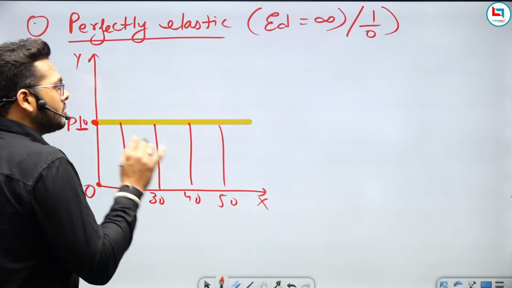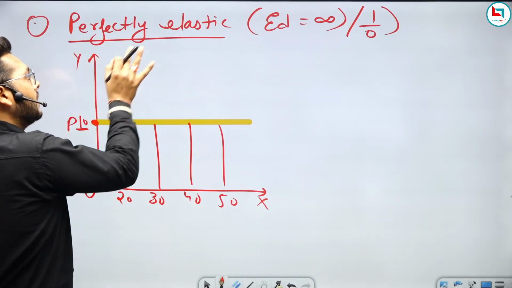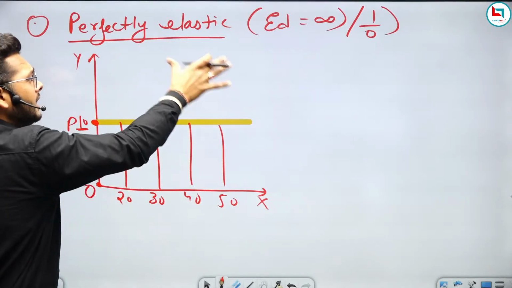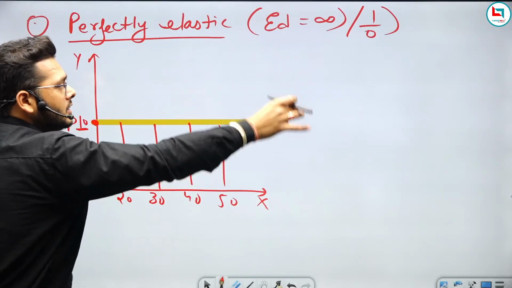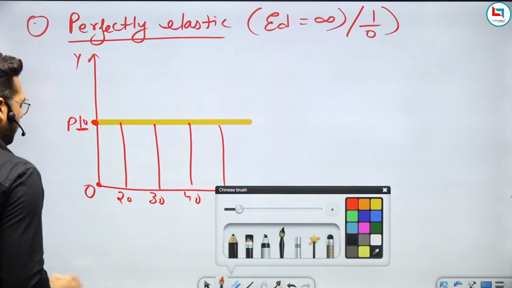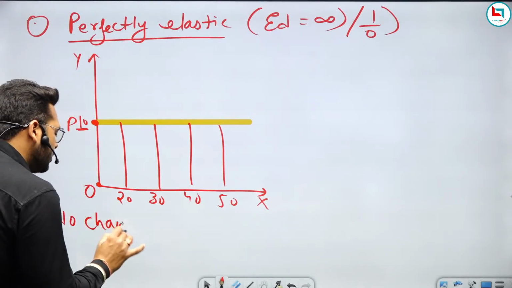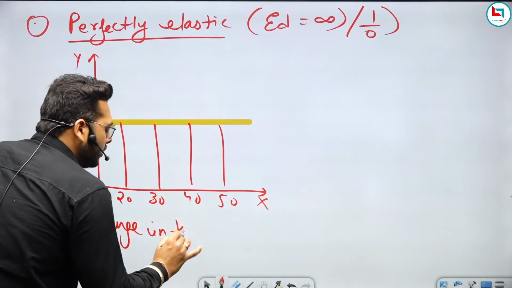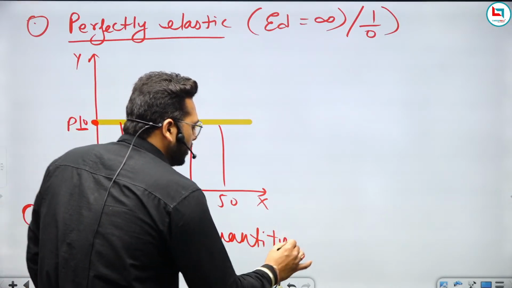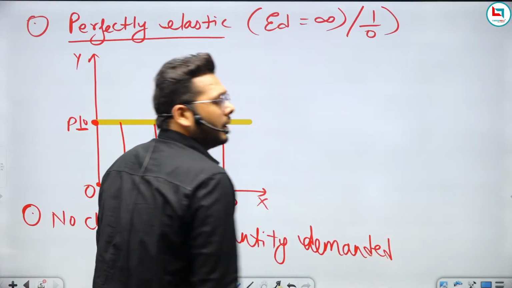Price is constant at every level of output. When the price is constant at every level of output, then the demand is known as perfectly elastic, or you can say the price elasticity of demand will become perfectly elastic, which is Ed equal to 1 upon 0. Am I clear? So you can write here: no change in the quantity demanded.